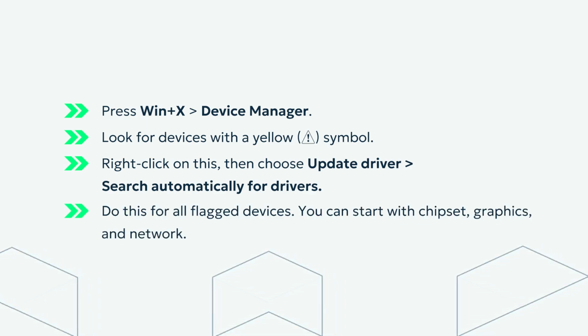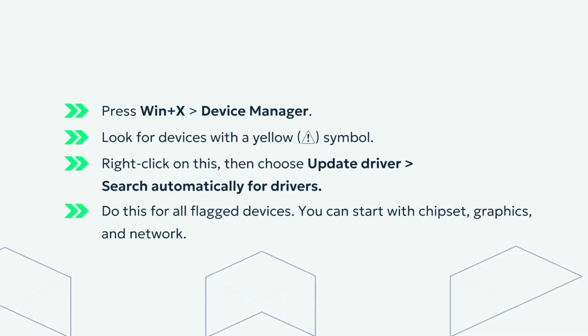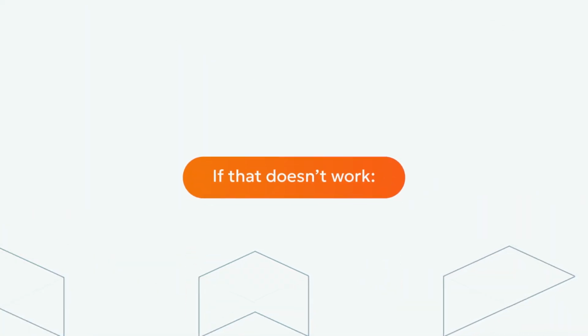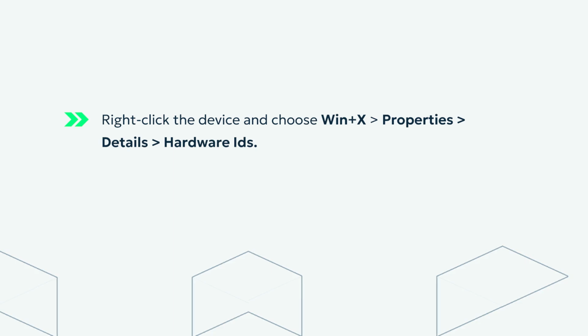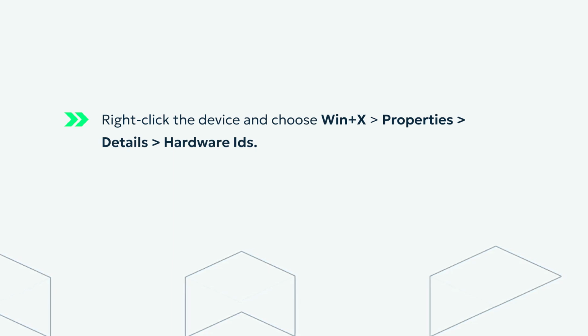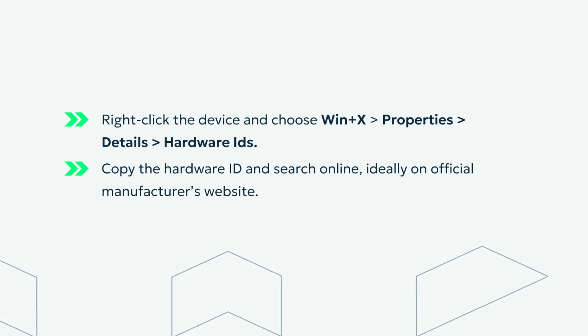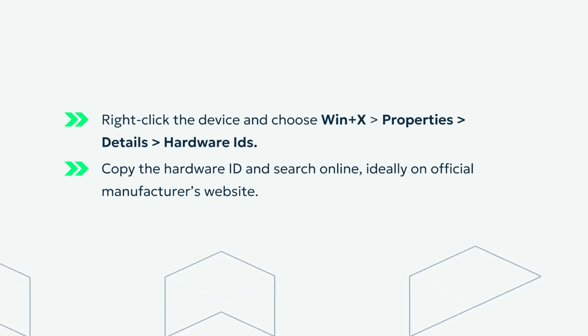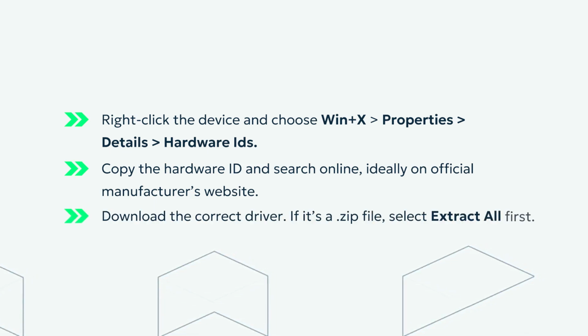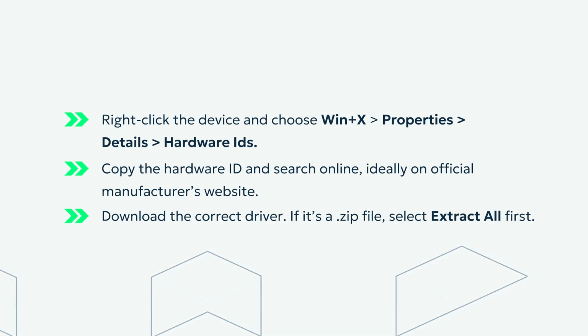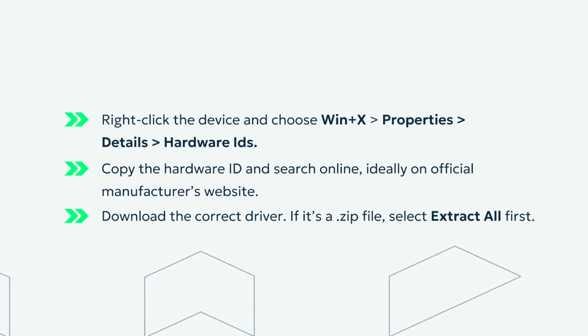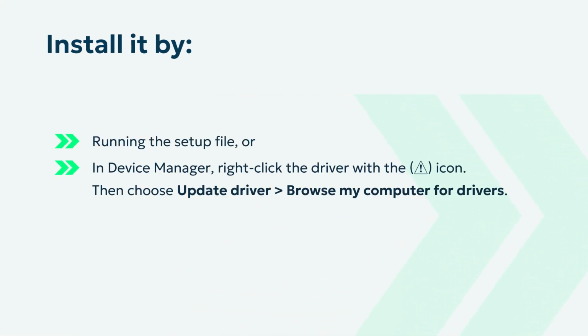Do this for all flagged devices. You can start with chipset, graphics, and network. If that doesn't work, right-click the device and choose Properties, Details, Hardware IDs. Copy the hardware ID and search online, ideally on the official manufacturer's website. Download the correct driver. If it's a .zip file, select Extract All first.